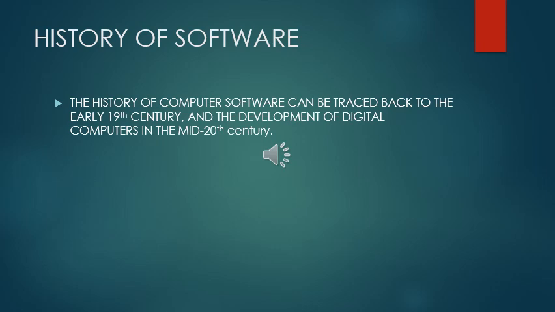The history of computer software can be traced back to the early 19th century and the development of digital computers in the mid-20th century. The computers in the 19th century are known for vacuum tube technology. They were very big in nature and could take few applications, while in the 20th century, which we are now in, the development of the computer is more compact and flexible to use.